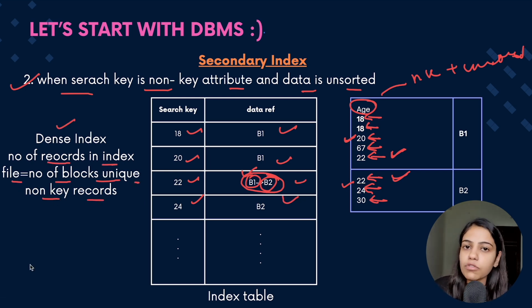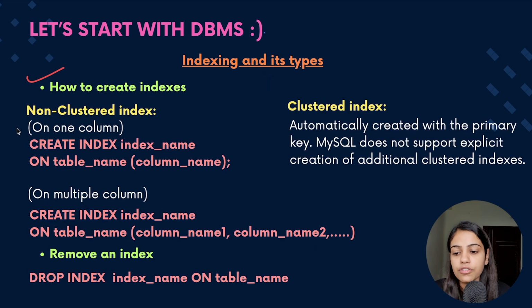Here we have discussed almost all the types of cases: when we have key data but the data is unsorted, key data and the data is sorted, non-key data and the data is unsorted, and non-key data and the data is sorted. So we have discussed all these cases. Now we will discuss how we can create indexes in our databases. So how to create indexes? We can create indexes based on one column or multiple columns.